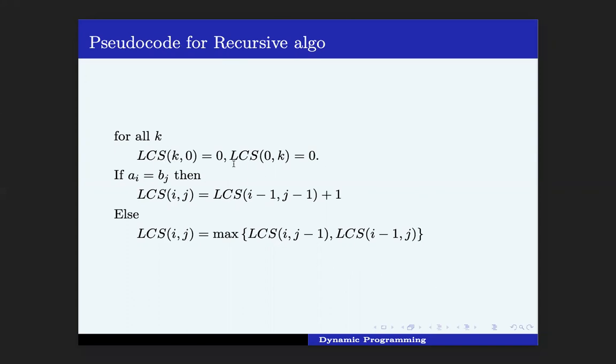Basically, the starting things are this: the LCS of ij, if ai is equal to bj, then LCS of ij is nothing but LCS of i minus 1, j minus 1, plus 1. Else, if ai is not equal to bj, then LCS of ij is the max of LCS of i, j minus 1, or i minus 1, j. So is this clear?